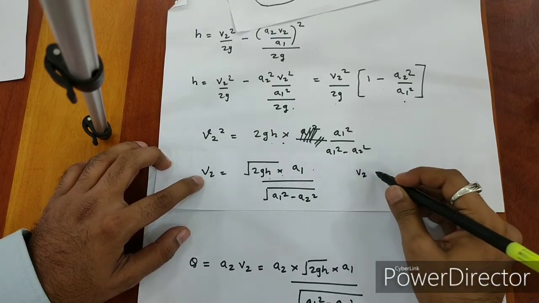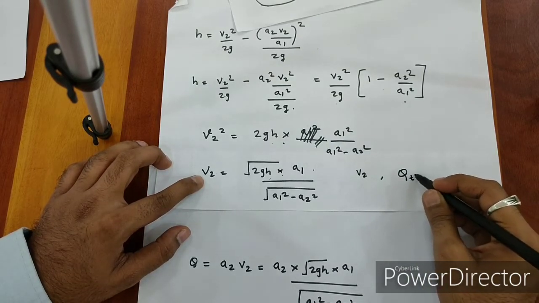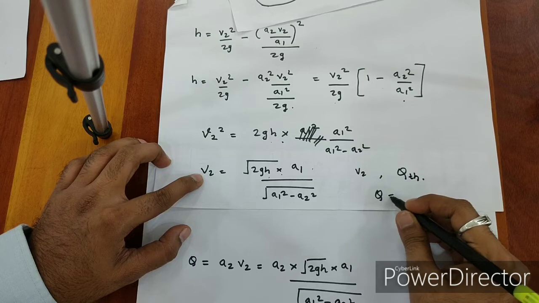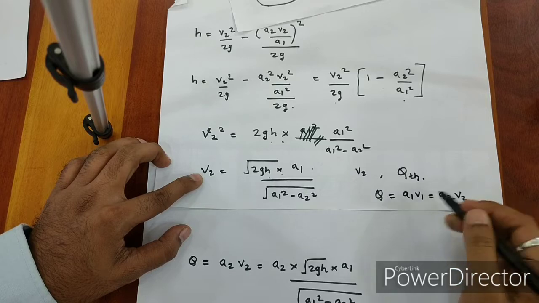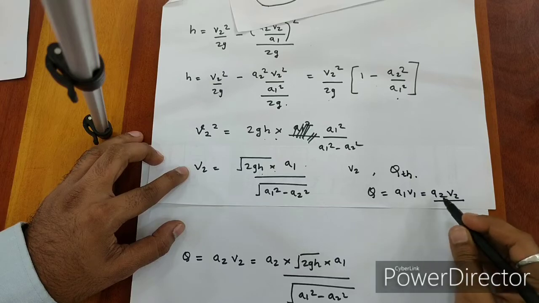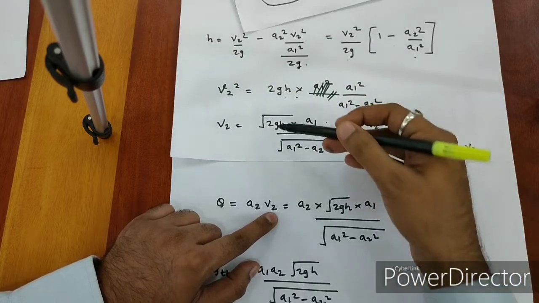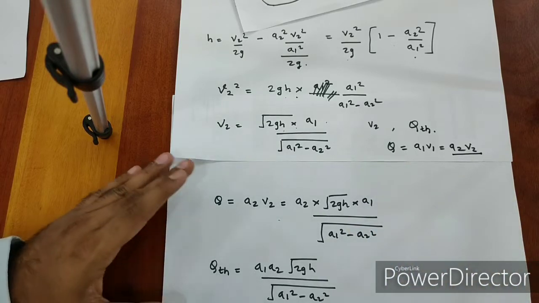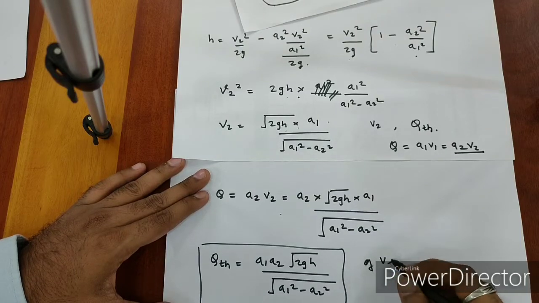From V2 we have to determine the rate of flow, Q or Q theoretical. We know the formula of Q, which is equal to A1 V1 equal to A2 V2. Since we got the expression for V2, we can use A2 V2. So Q equals A2 V2. Just substitute the expression of V2 here, and you will get this equation, which is the formula of Q theoretical of the Venturimeter.